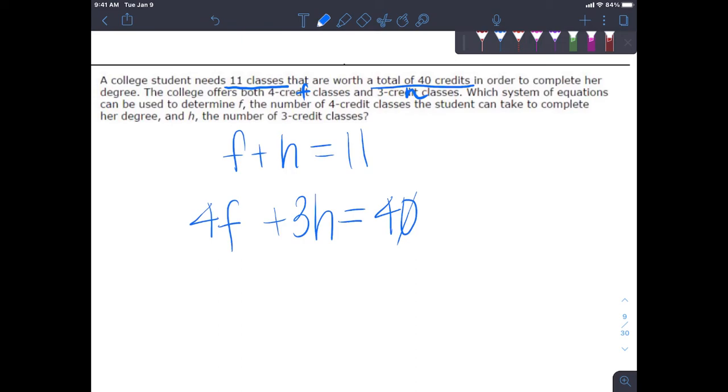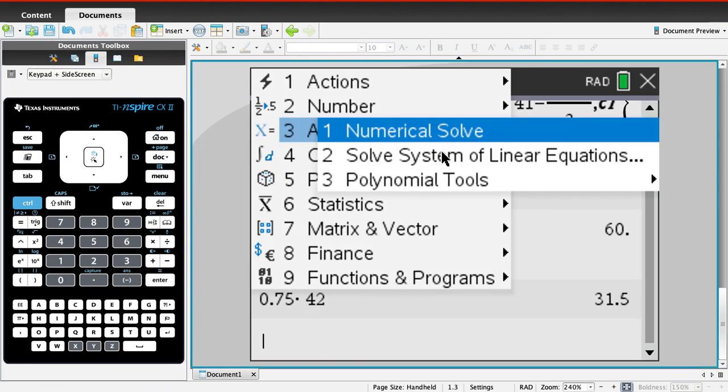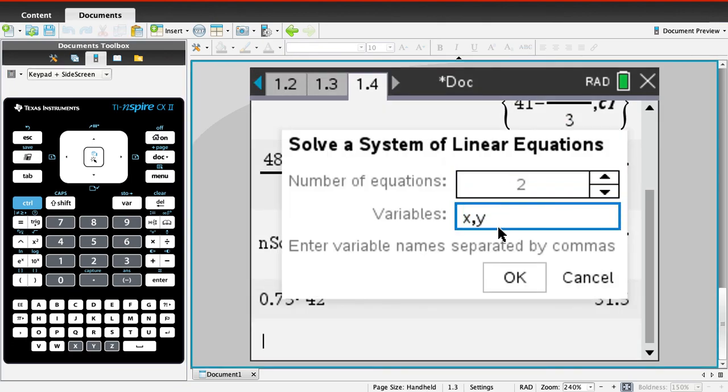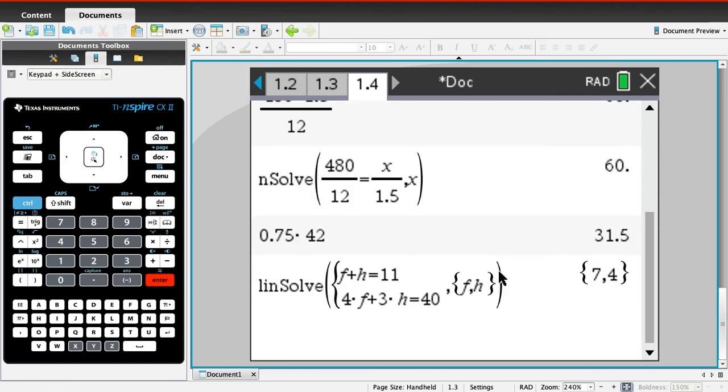Now I have 2 equations that I can solve. I'm going to go ahead and solve these using LinSolve. So again, menu, algebra, solve system of linear equations. If I really wanted to, I could go ahead and type in my variables f and h, and it'll allow me to do that. I could have also changed them to x and y. So f plus h equals 11. 4f plus 3h equals 40. 7 comma 4. So f equals 7, h equals 4.